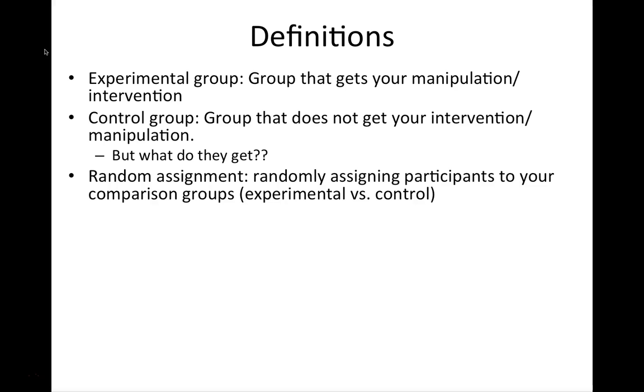Random assignment is a really key feature of true experiments in particular, and random assignment is a key feature of being able to make causal claims. Randomly assigning participants to your comparison group such that once you have a sample of people, or as your sample is recruited and enrolled into your study, you randomly assign them to get either the experimental or control, or if you have multiple groups, randomly assign them to each of those groups.